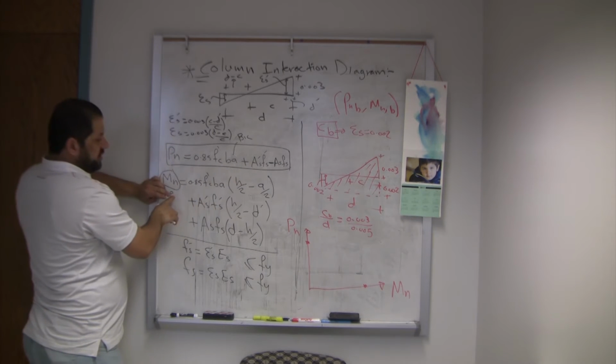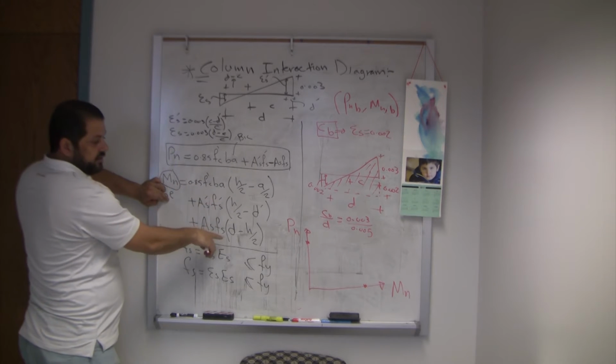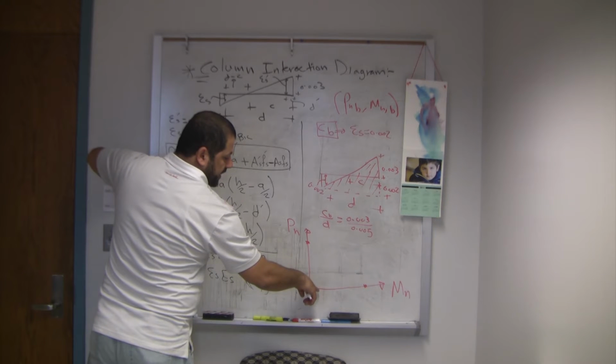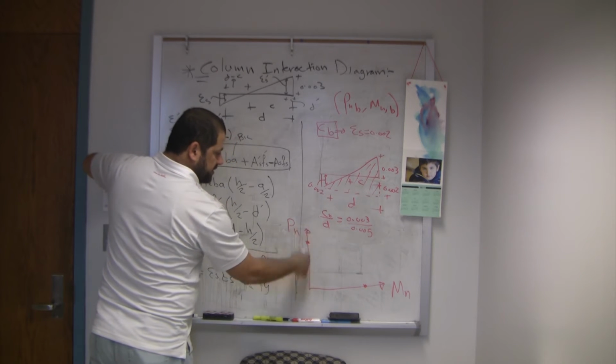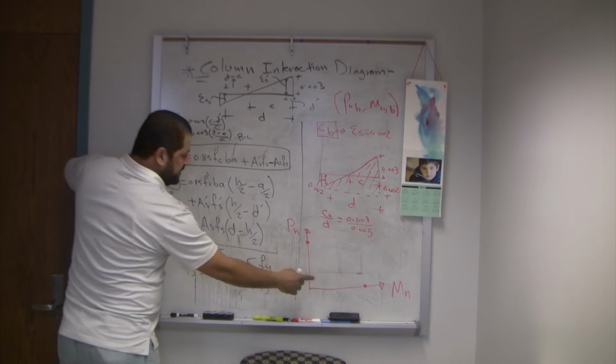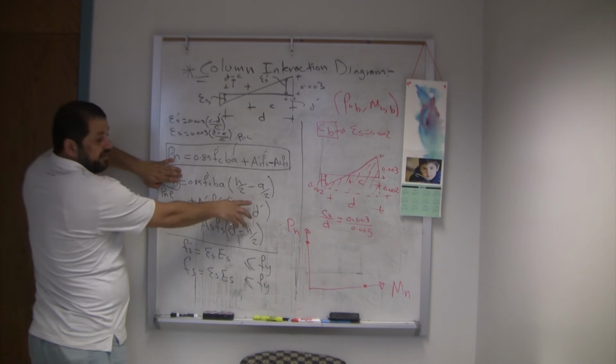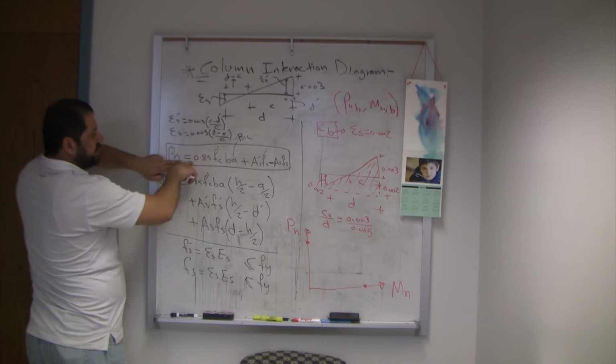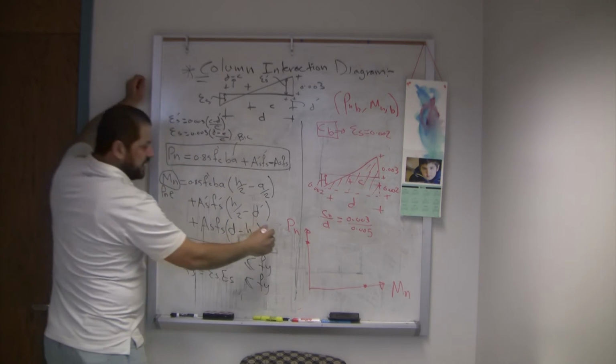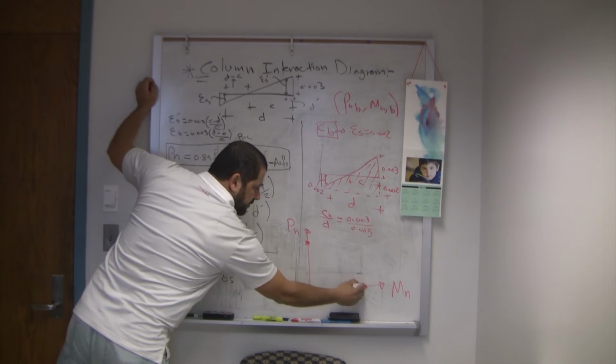Once you calculate C, you can calculate Mn for this case. Okay? And if there is no bending, it means Mn is 0. So this is 0. So you calculate A from here and go back and calculate Pn. So those can be determined from the equations.